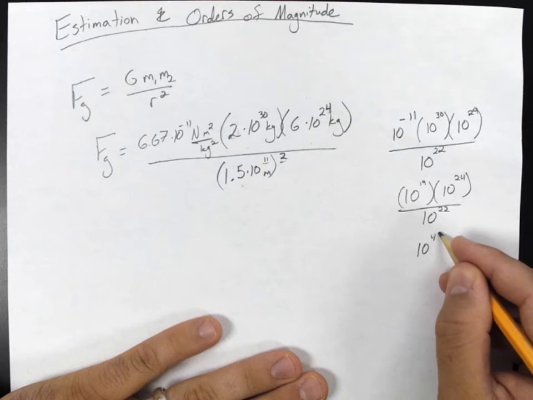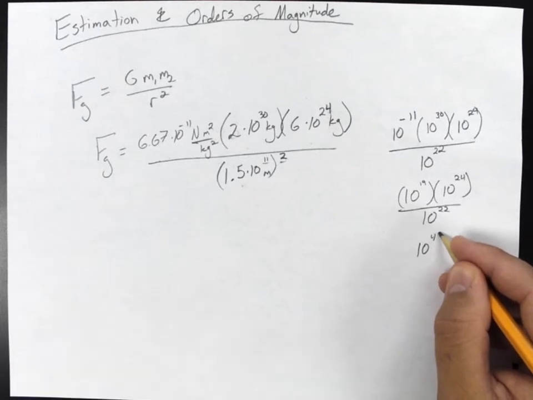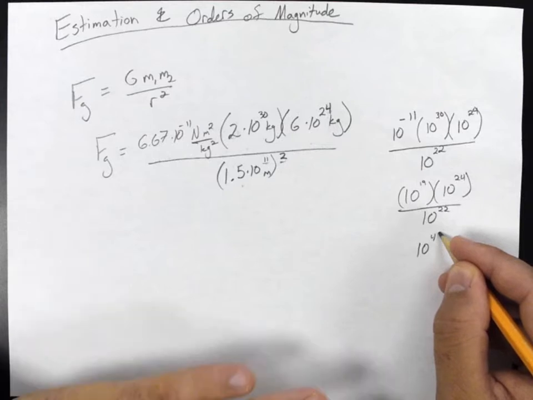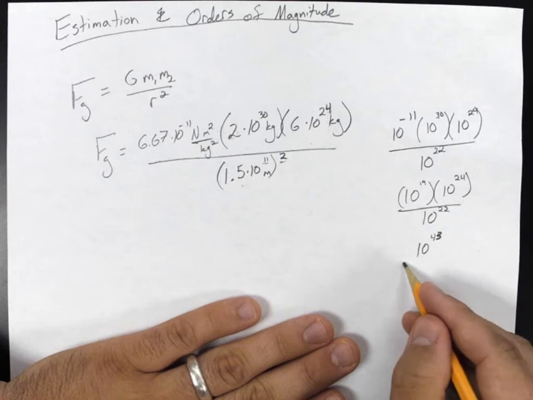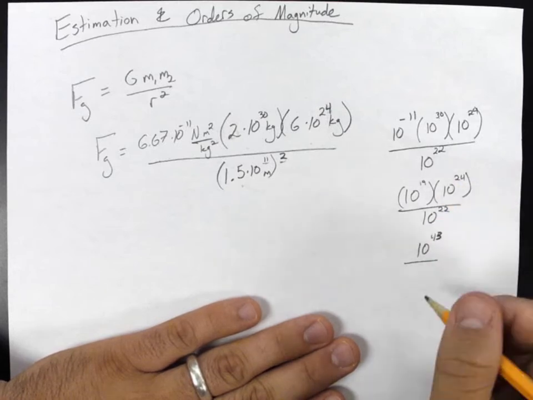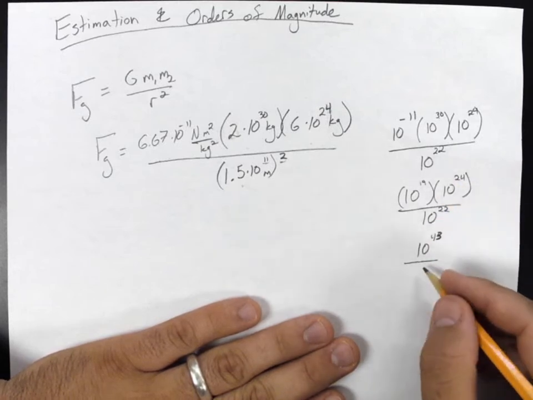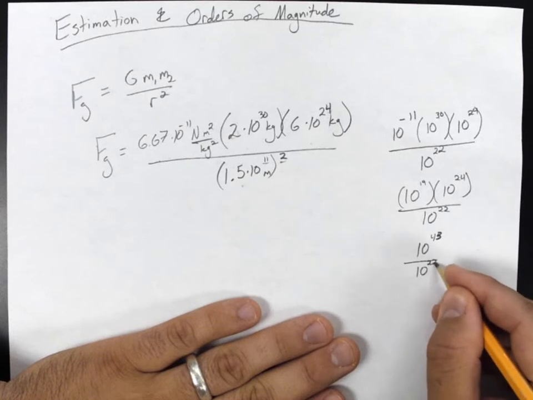Wait, what? 41? That's not right. Is it? That's not right. 19 and 24, right? See, that's the thing. It's important to know what your calculator doesn't: it doesn't know how to do stuff. I didn't want to add those in my head because I'm scared all the time. And then on the bottom we have 10 to the 22.